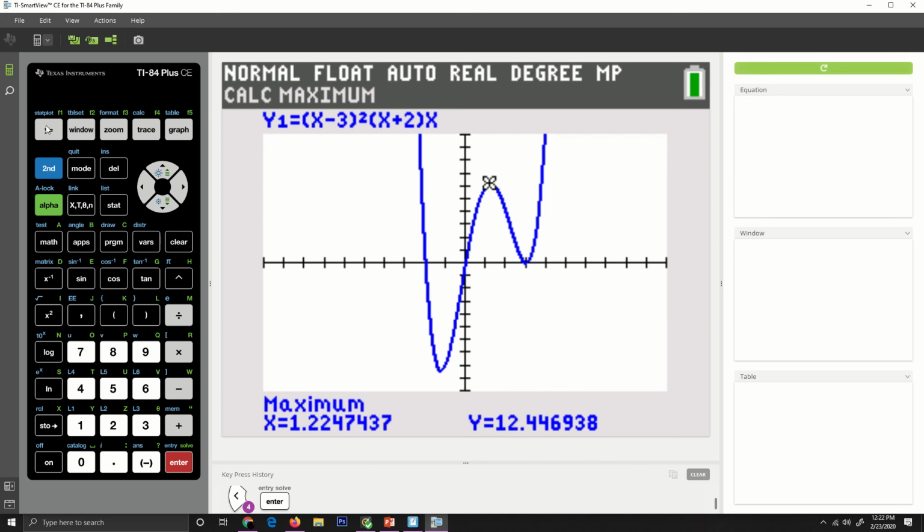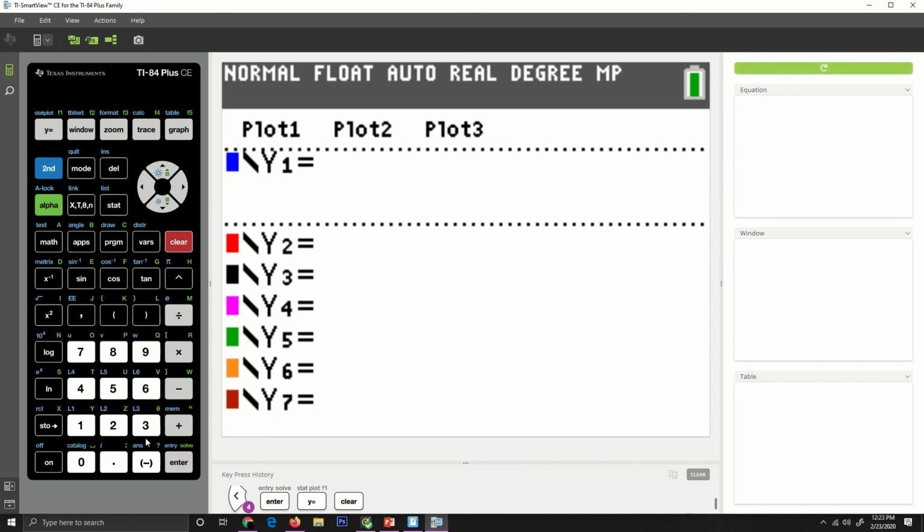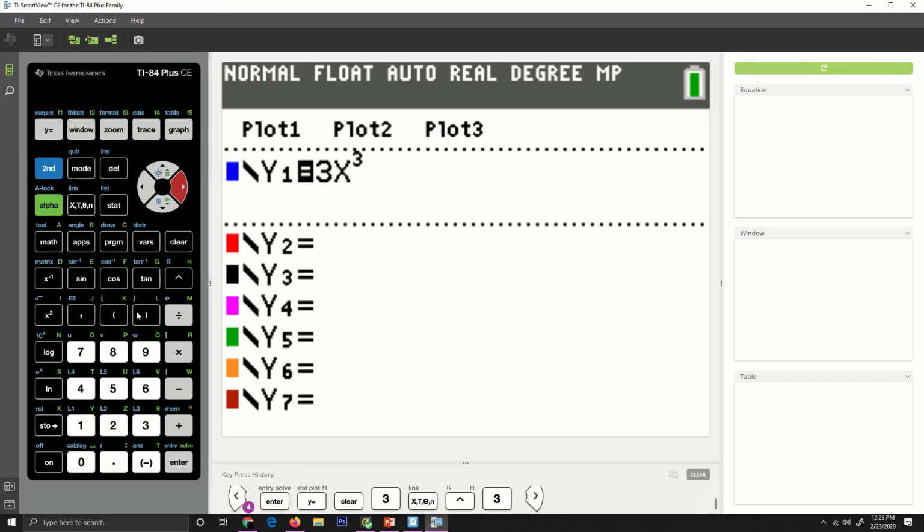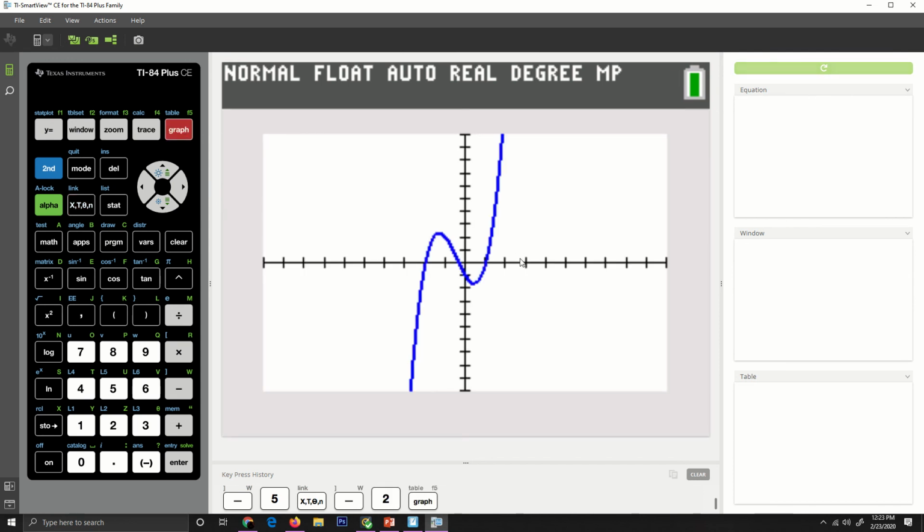So let's go to our y equals. Let's clear this out. It was 3x raised to the third power, and then the next one was 4x squared. So let's go plus 4x squared, and then minus 5x minus 2. I hit the graph button on that, and I see these things. So it's looking like I'm going to have some decimal values in here, and that's okay.